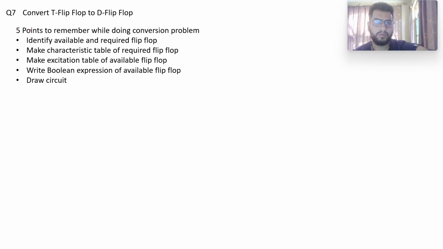So what is the problem at hand? You have to convert this T flip-flop to a D flip-flop. So if I ask you this, two things you need to write. First is available. So in short, I will write this AV, which is the available flip-flop here. It's simply the T flip-flop because we have to convert this T to D. So T is your available. So in short, I can write it as TFF.